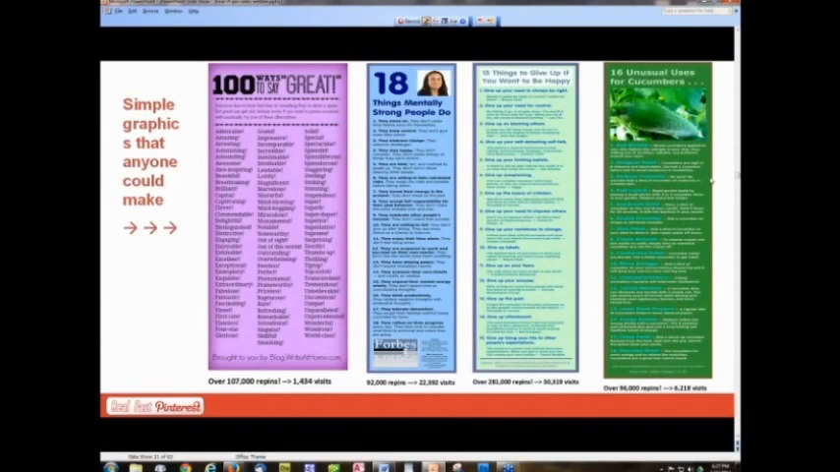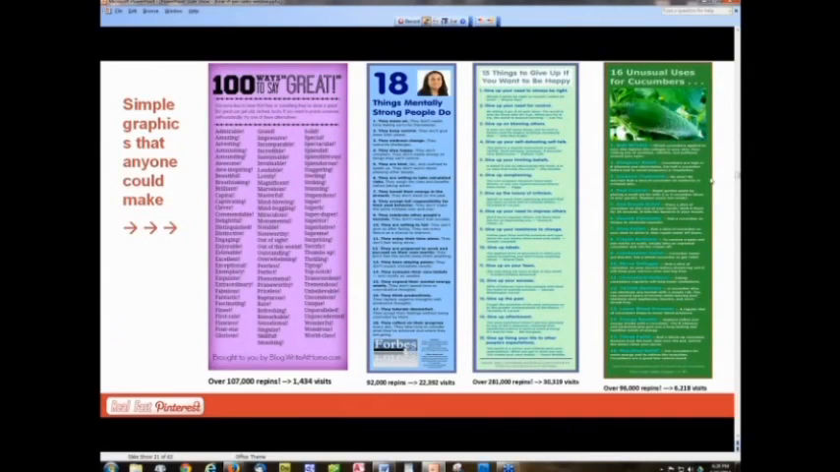The 18 Things Mentally Strong People Do is something I created from 2 blog posts on Forbes. And then I created this graphic. I put the woman who wrote the original articles on the image, and then shared this. I created this about 6 months ago. It's already had 92,000 repins and generated 22,392 visits to my website.